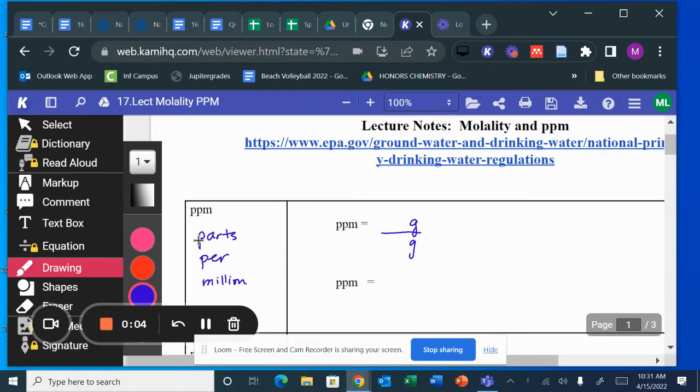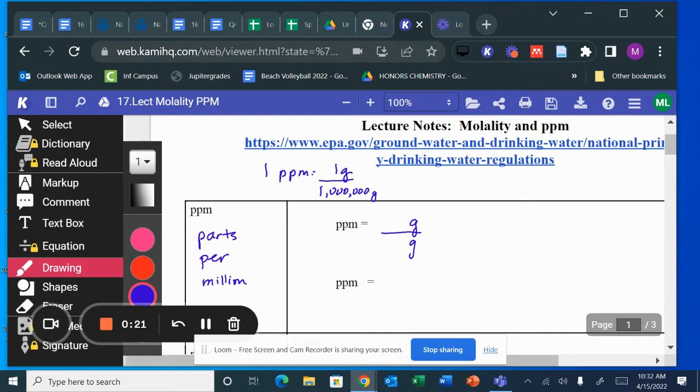In this lesson, we will be learning how to use the unit ppm. ppm stands for parts per million, and if you had 1 ppm, that means you have 1 gram of solute for every million grams of total solution.